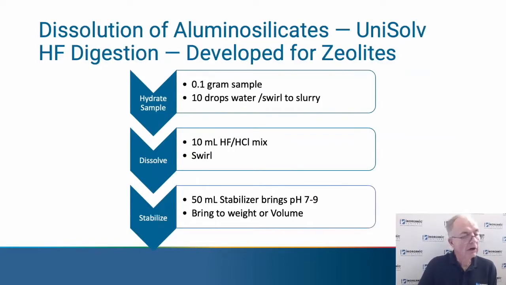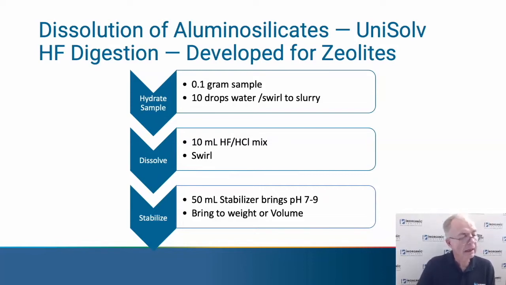Now, shown here is a third approach. This is taking a sample and doing the acid digestion. We're adding 1/10 of a gram of sample, a little bit of water, 10 drops, 10 mils, it doesn't really matter. Add HF, or we can add HCl or nitric, and then adjust the pH to 7 to 9 with amine complexing agents and bring to a constant weight or volume.